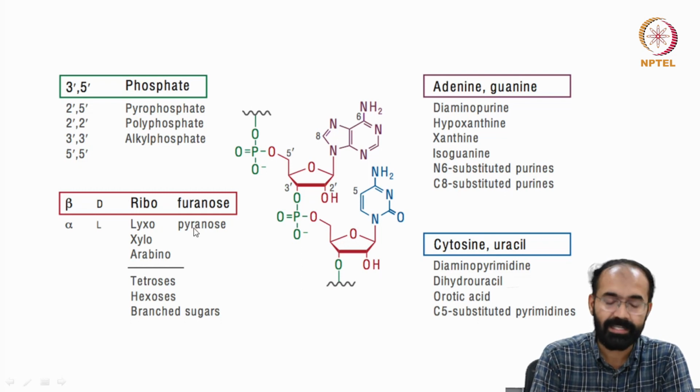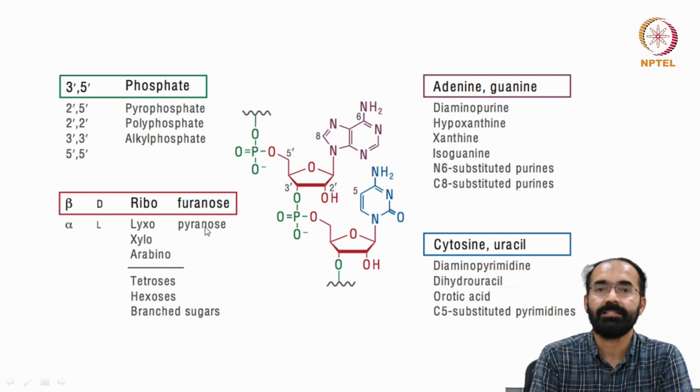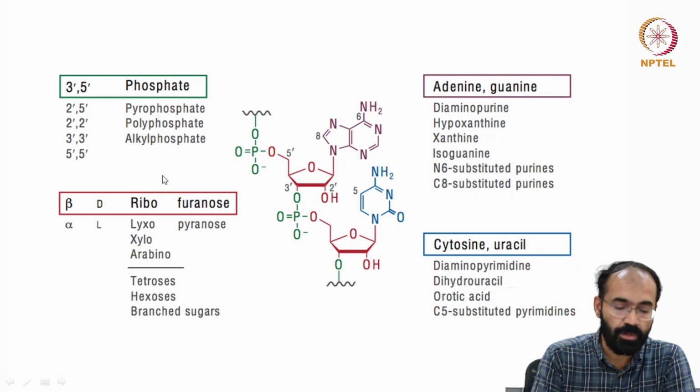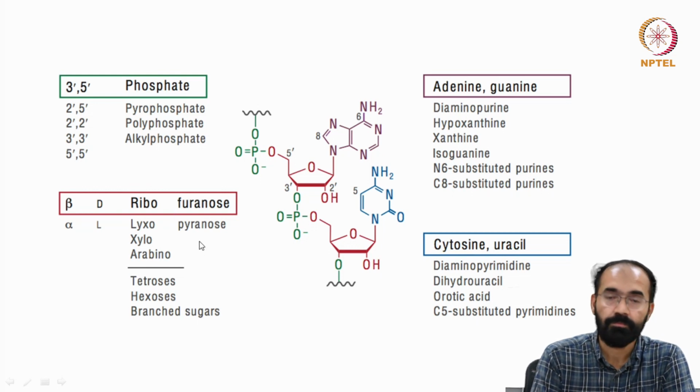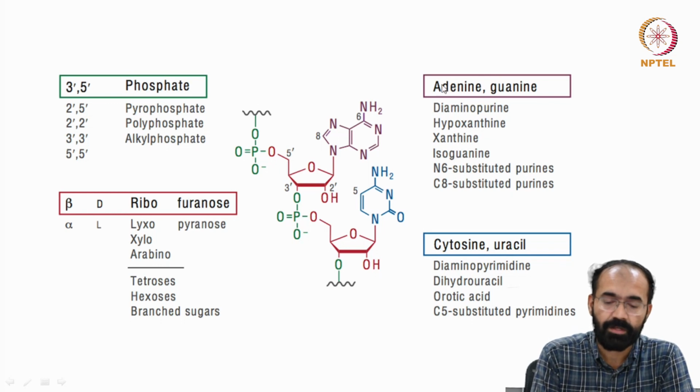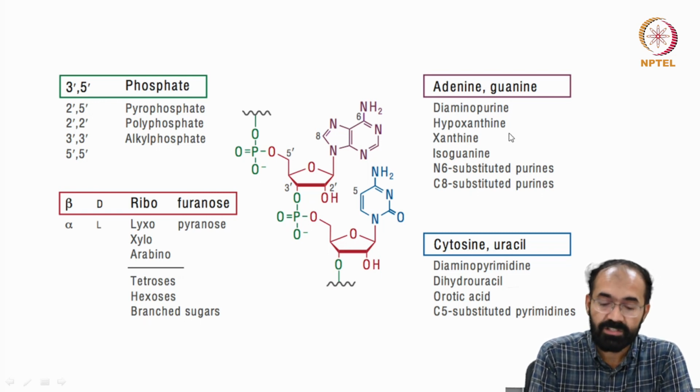I will not go into the detail because it is part of chemistry, but remember, all amino acids in a living system are L forms, whereas the carbohydrates are D forms in all living organisms. Exceptions are there, but by and large, that's how it is preferred. So you are talking about different types of sugars in the left-hand panel down here. And at the right side, you can see adenine and guanine. We know they are purines, and you also have diaminopurine, hypoxanthine, xanthine, isoguanine, etc.